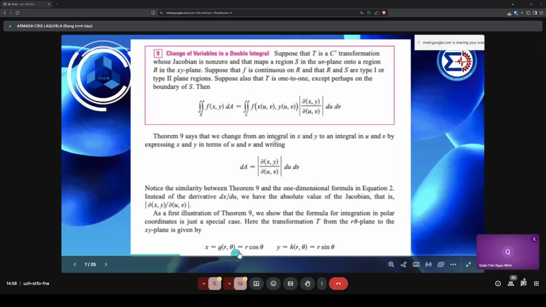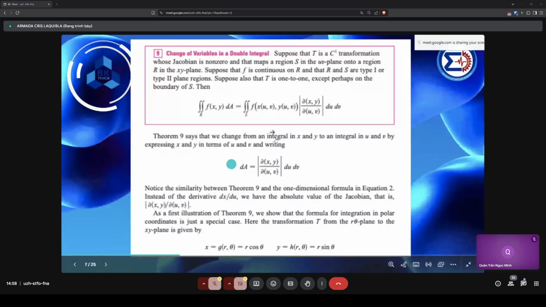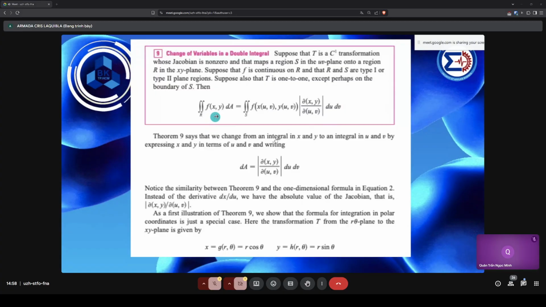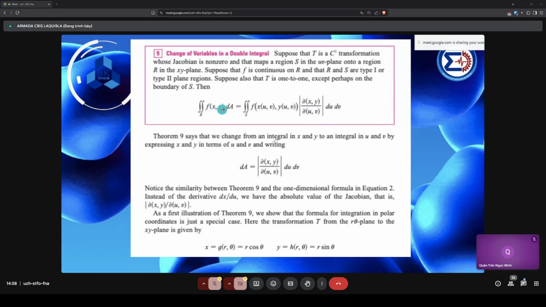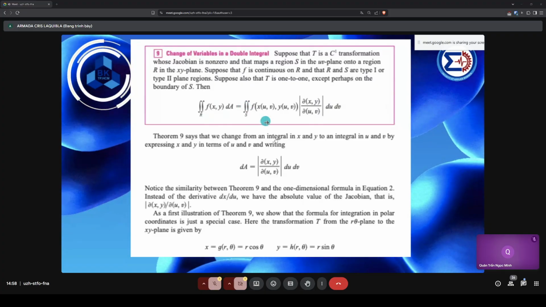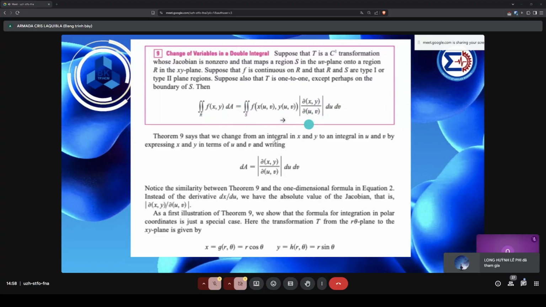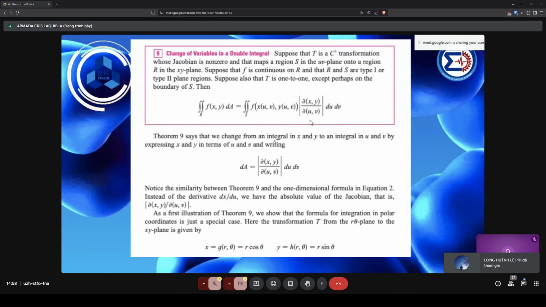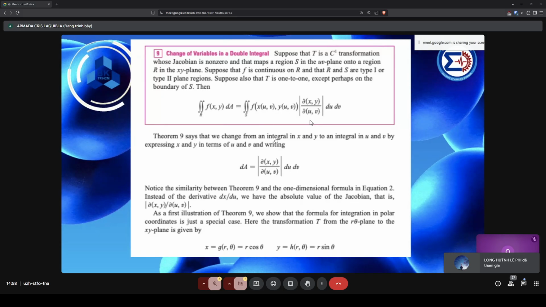Now again, that is for the change of variables in a double integral. So first here, the given is x and y. And then here, the variables now are u and v. So we change it with u and v variables.